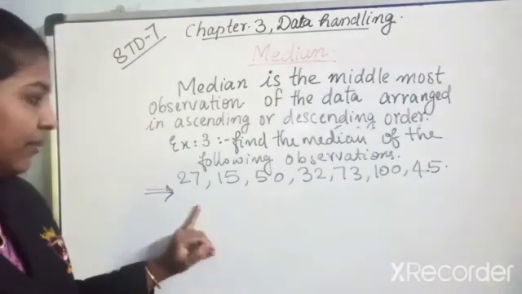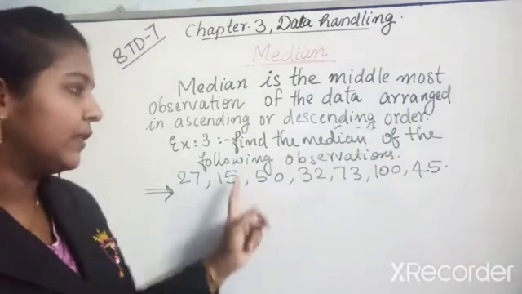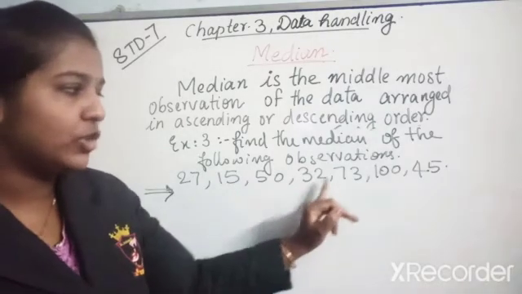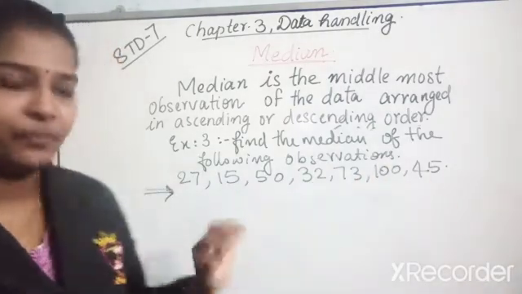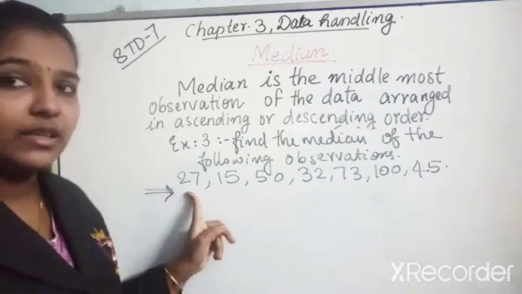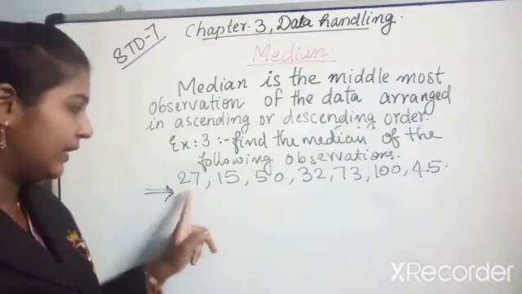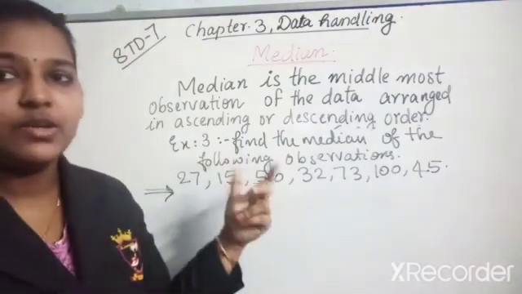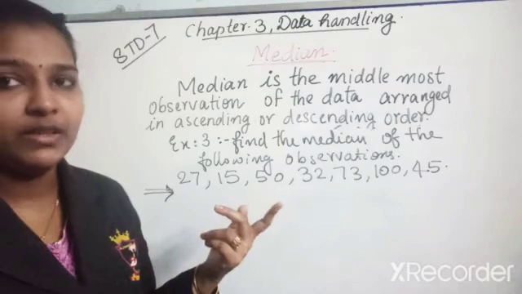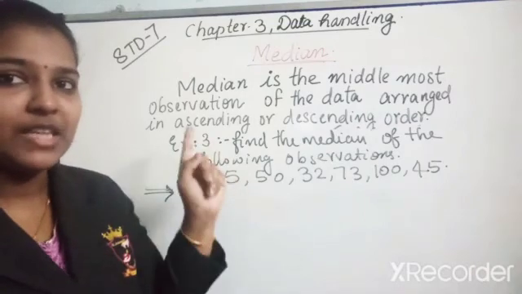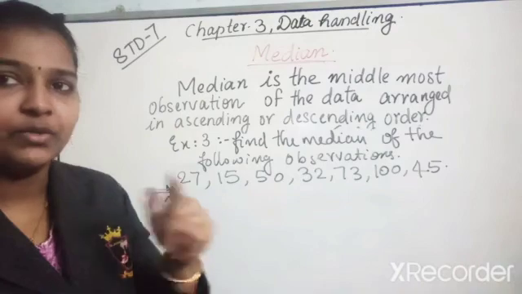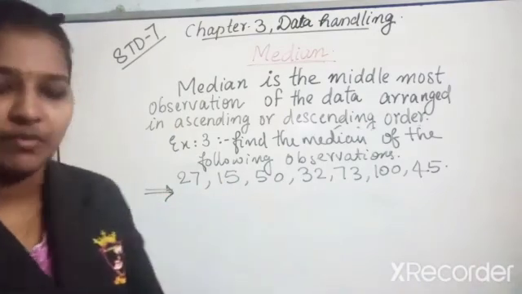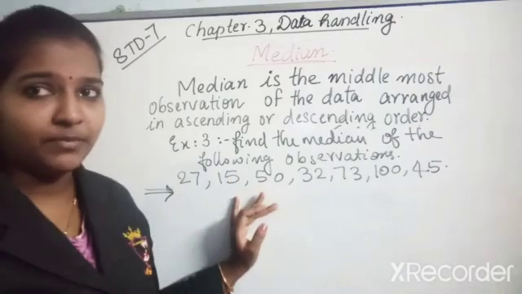Children, here is example 3. Find the median of the following observations: 27, 15, 50, 32, 73, 145. So first we check how many observations are given here. That is 1, 2, 3, 4, 5, 6, 7. 7 observations. So the middle term will be the fourth one. How? That is 7 plus 1 by 2, that is 8 by 2 is equal to 4. That is the fourth position. The observation in fourth position will be the middle term, isn't it?